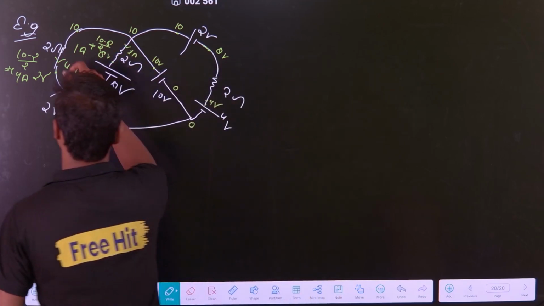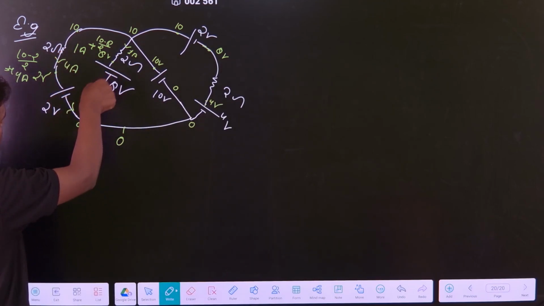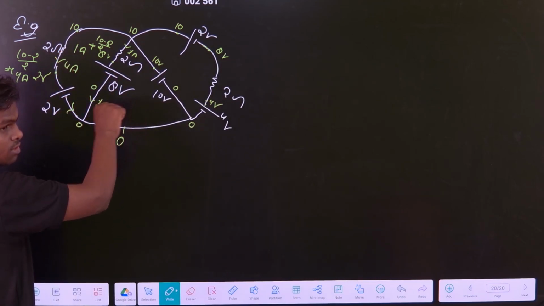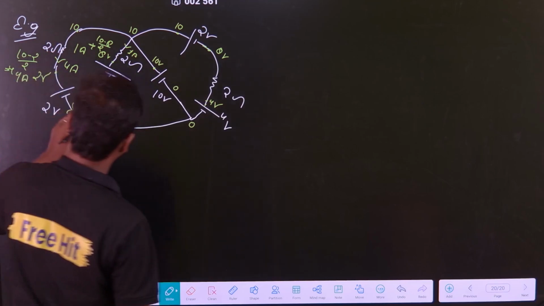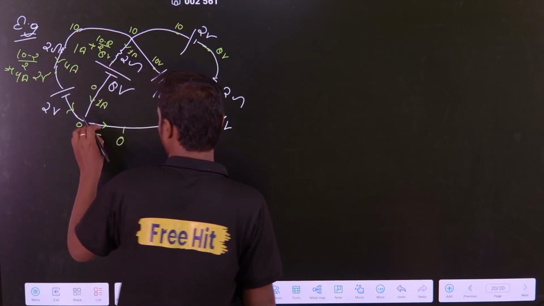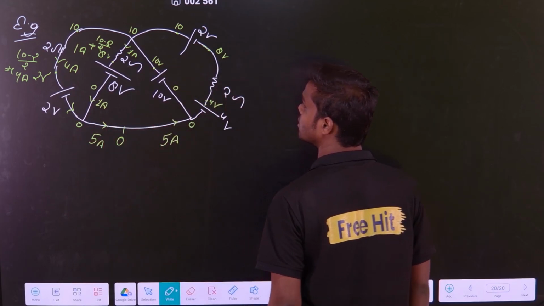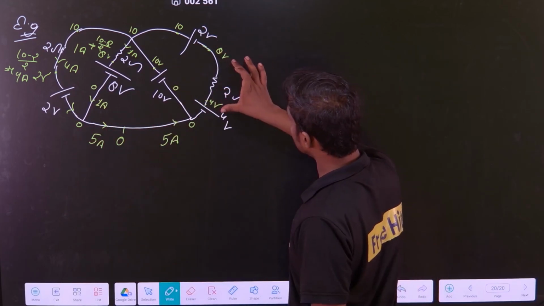Now you can see 4 ampere is coming from here, 1 ampere is coming from here, 4 coming from here, 1 coming from here, they will obviously go in this branch. 4 and 1 will add up and go in this branch. Correct? That is common logic, common sense. 5 ampere is coming from here, 5 ampere is coming in this branch, also 5 ampere. Correct? Now come to this.